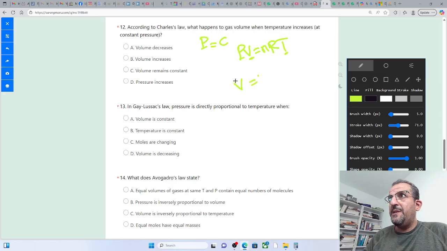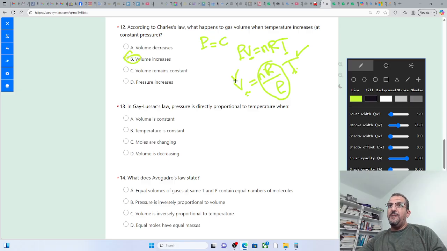So I have V equal to nR over pressure times temperature. The number of moles times the gas constant divided by pressure, that's going to give you a constant number. So you can see now that the relation is between volume and temperature. And since we have this relation between volume and temperature, you can see when the temperature is increasing, the volume is increasing. So you will see that B is the right answer.